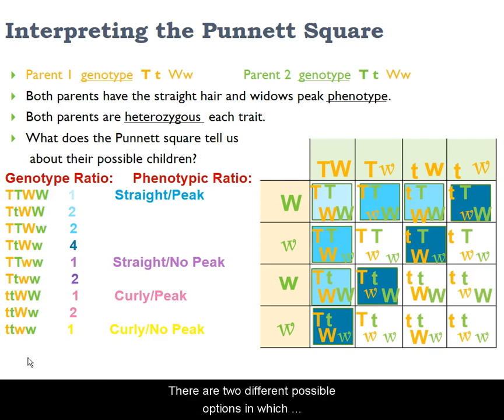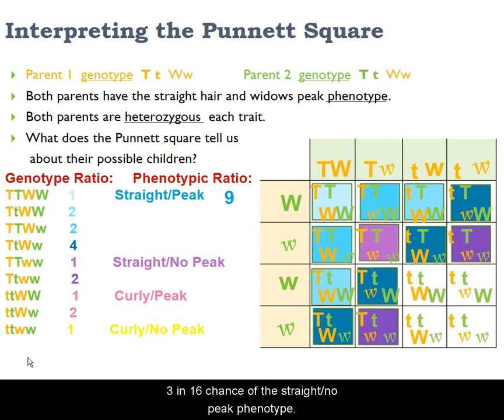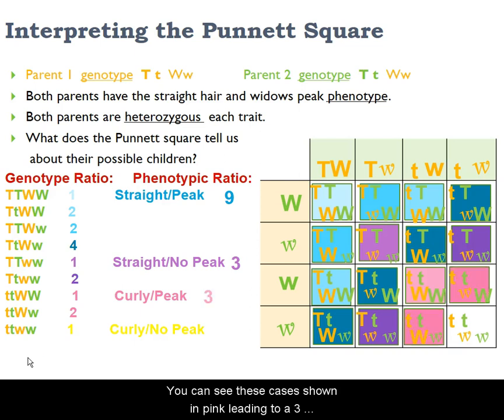There are 2 different possible options in which there is a dominant allele for straight hair texture, but a recessive allele for hairline, yielding no widow's peak. You can see that these are shown in purple, leading to a 3 in 16 chance of the straight, no peak phenotype. There are also 2 possible options in which there is a recessive allele for curly hair texture, but a dominant allele for hairline, yielding a widow's peak. You can see that these cases are shown in pink, leading to a 3 in 16 chance of the curly widow's peak phenotype.